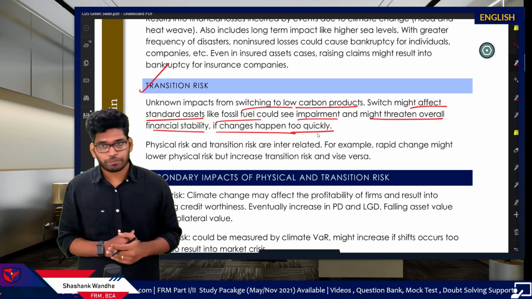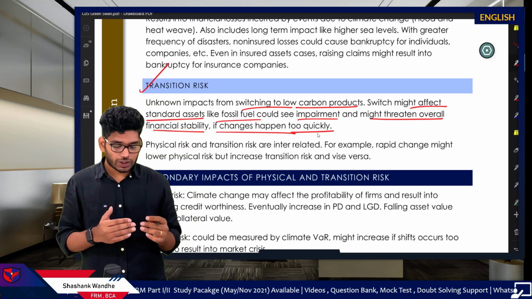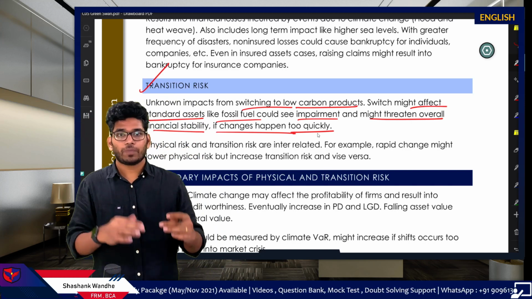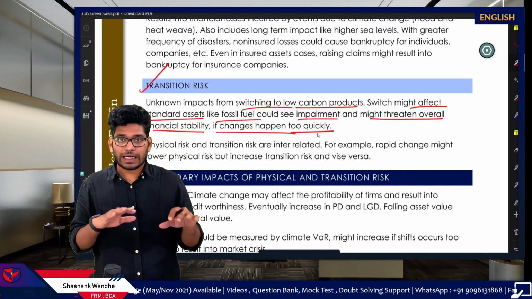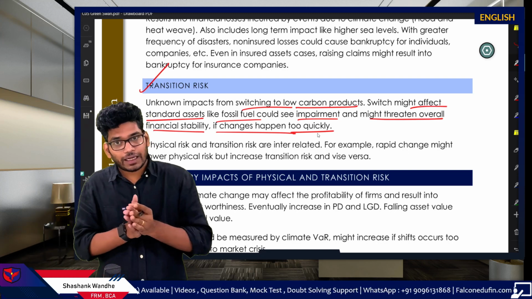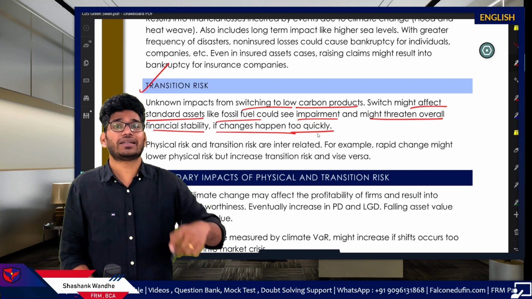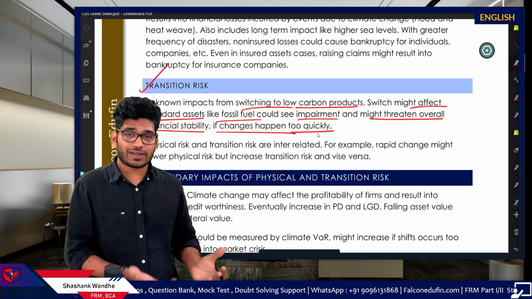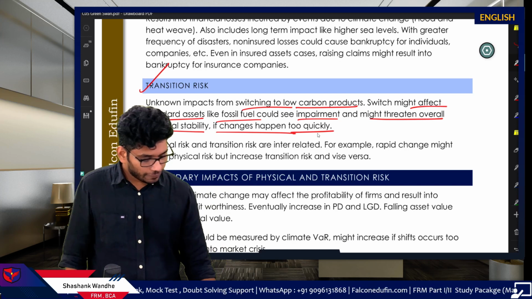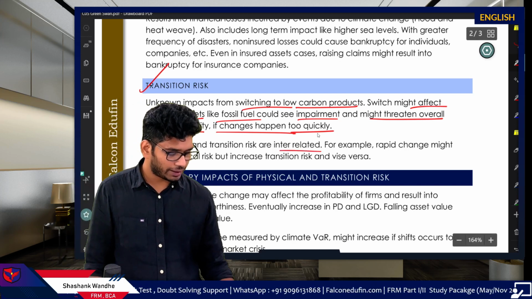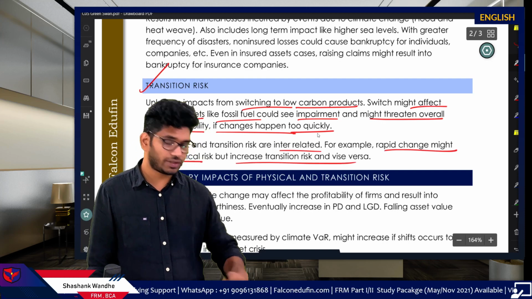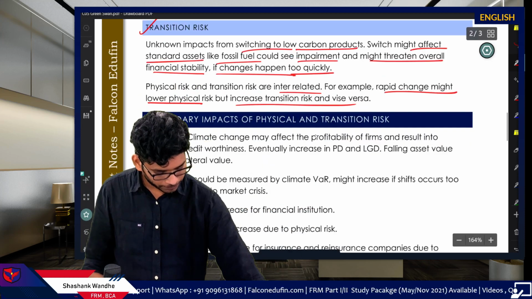Now here, remember, transition risk is also about this: if the transition happens too quickly, then a lot of assets will be impaired immediately, and this will threaten the financial stability. If it happens too slowly, then it will result in climatic risk. So risk is on both sides, and the goal is to balance this. Physical risk and transition risk are interrelated. For example, rapid change might lower the physical risk but increase the transition risk, and vice versa.